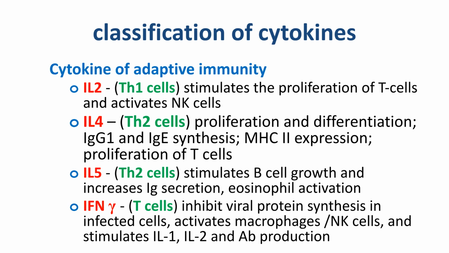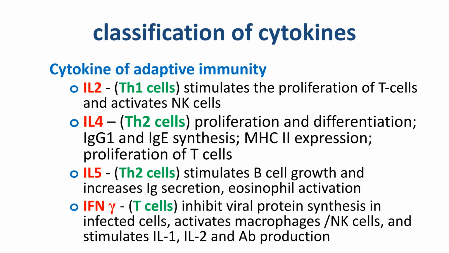IL-4 increases MHC class II expression on B cells and promotes T cell proliferation, creating positive feedback for Th2 responses. IL-5 is also produced by Th2 cells, stimulating B cell growth and increasing immunoglobulin secretion. Importantly, IL-5 activates eosinophils, which are crucial for fighting helminth parasites. Elevated IL-5 is associated with allergic diseases and asthma.